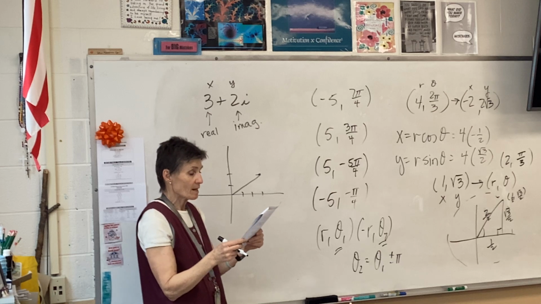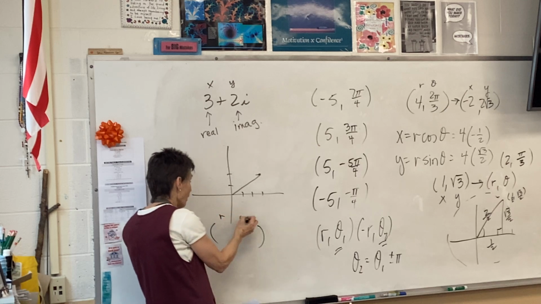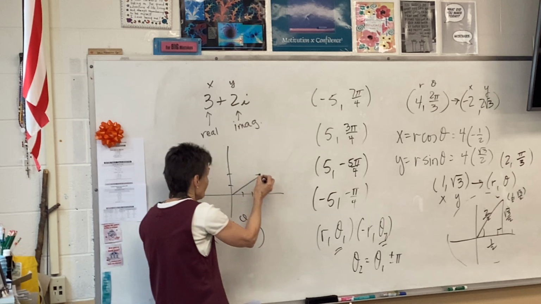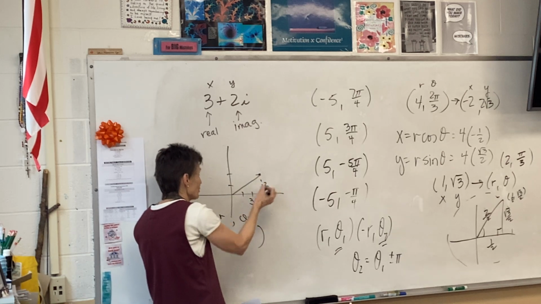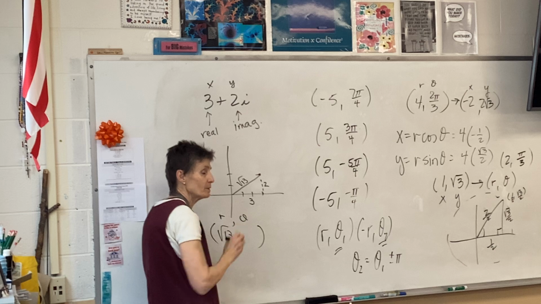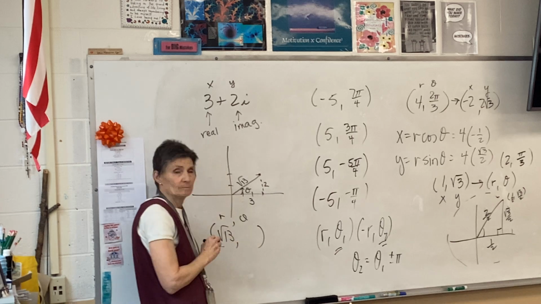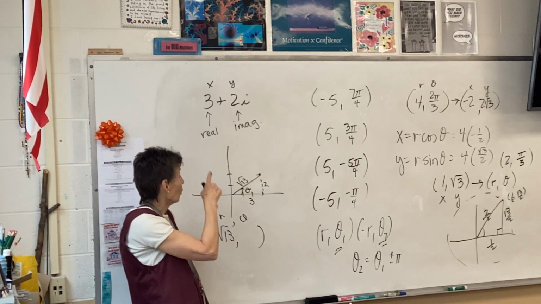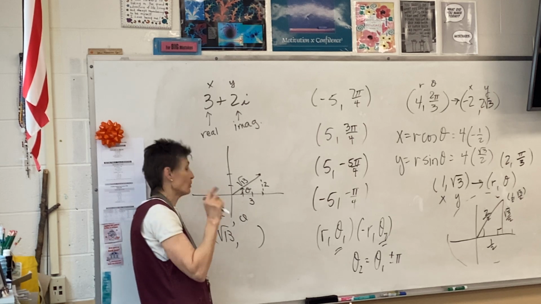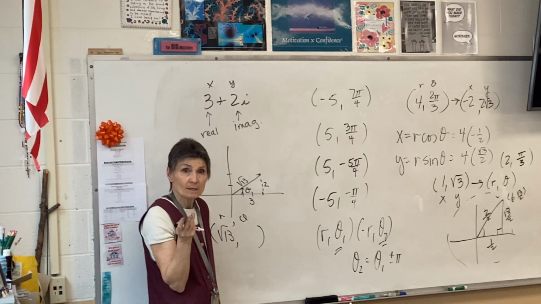What are the coordinates of this complex number in polar coordinates? So in other words, what are r and θ? Well, again, I like to draw a little picture. This is 3, this is 2, so r is √13, just doing the Pythagorean theorem. This is θ. That's a quadrant 1 point, so the angle's in quadrant 1.